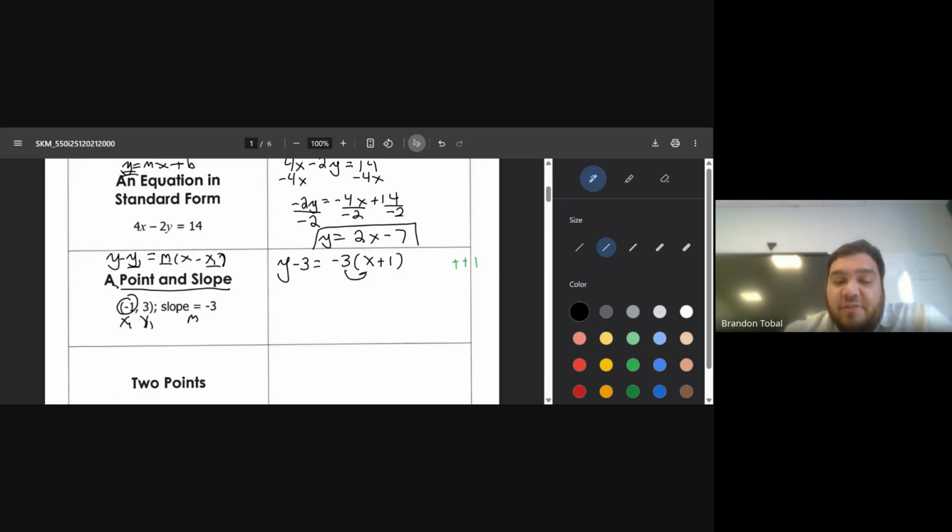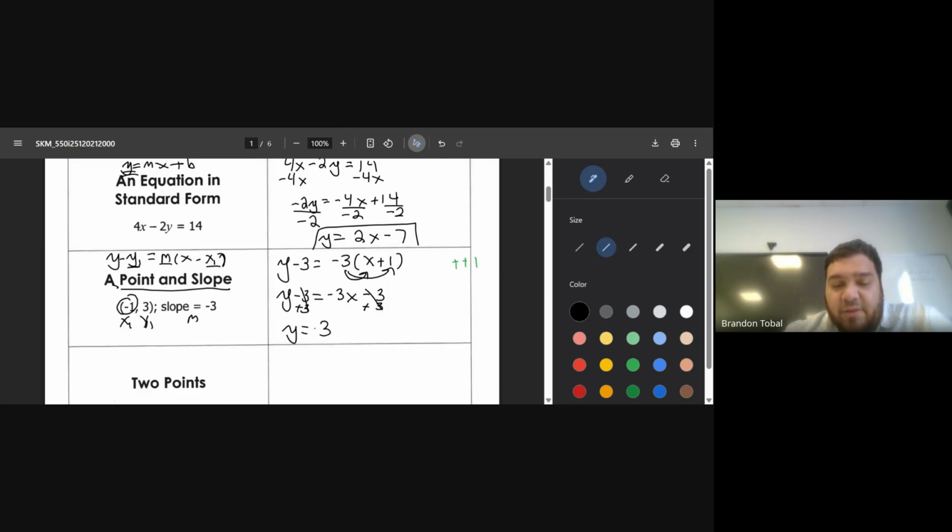In this situation, I'm going to take the -3 and distribute. So y minus 3 equals -3x minus 3. Then I need to get y by itself. Just like before, I got to get y by itself. So I'm going to do +3. These both cancel out. That could happen. That doesn't always happen, but that could happen.